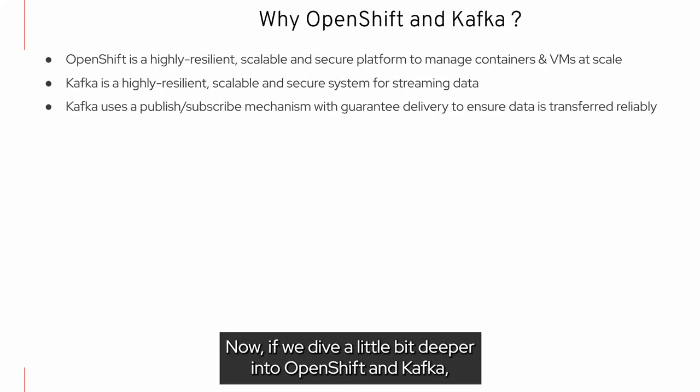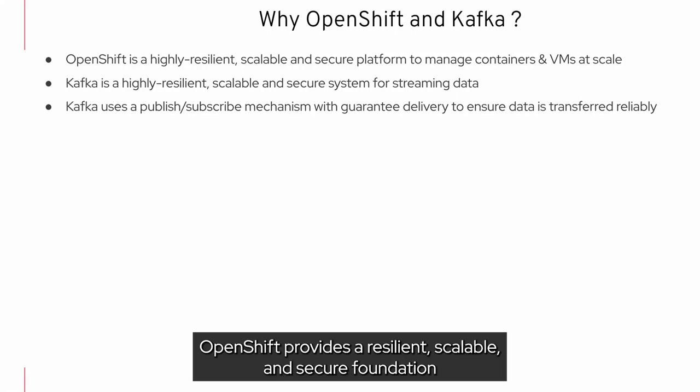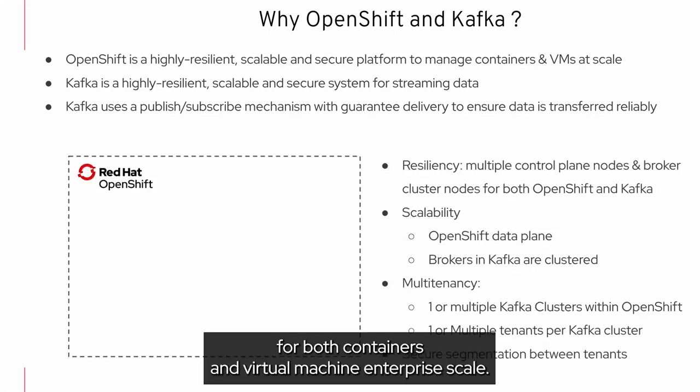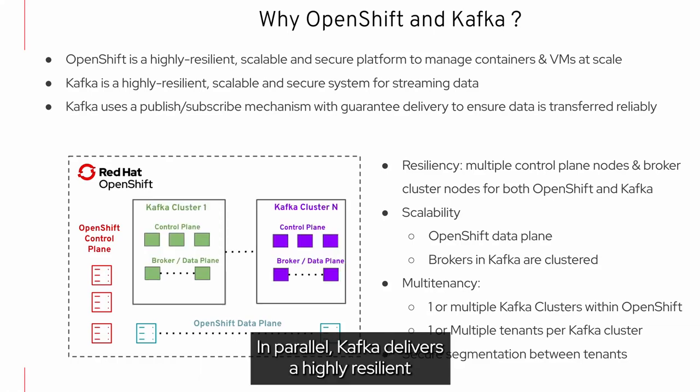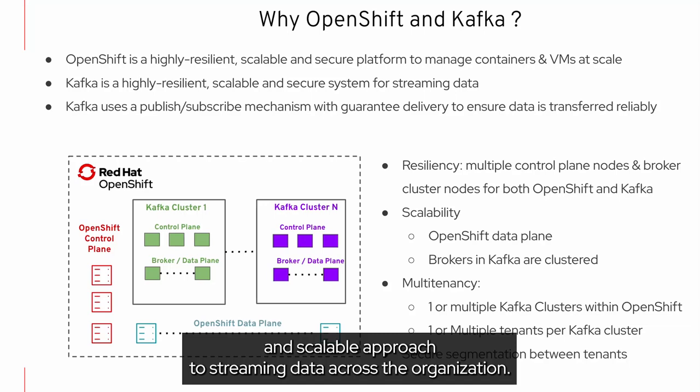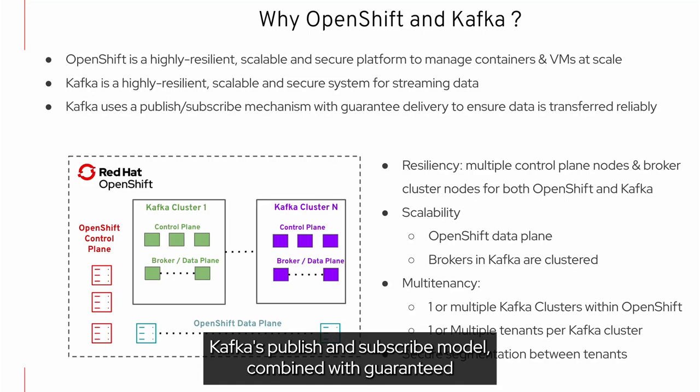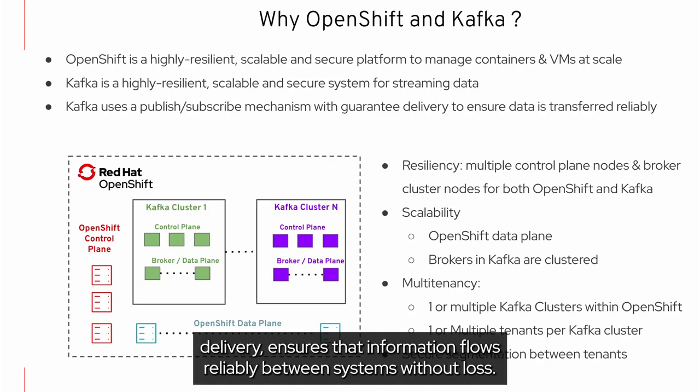Now, if we dive a little bit deeper into OpenShift and Kafka, OpenShift provides a resilient, scalable, and secure foundation for running both containers and virtual machines at enterprise scale. In parallel, Kafka delivers a highly resilient and scalable approach to streaming data across the organization. Kafka's publish and subscribe model, combined with guaranteed delivery, ensures that information flows reliably between systems without loss.